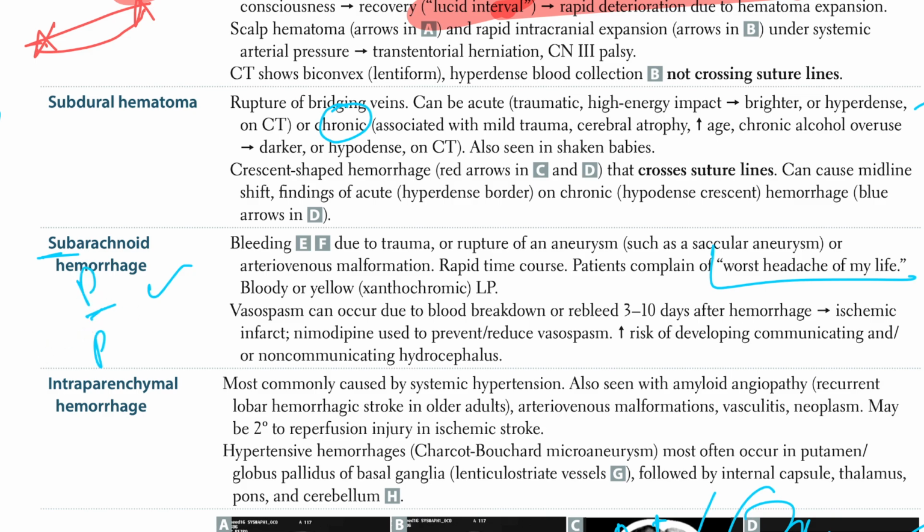There's a bleed. Now, the high yield point is vasospasm. The vasospasm is when this bleed is going to break down, the blood will break down, right? Or if it were to rebleed within 3 to 10 days after the hemorrhage, it's going to cause ischemic infarct.